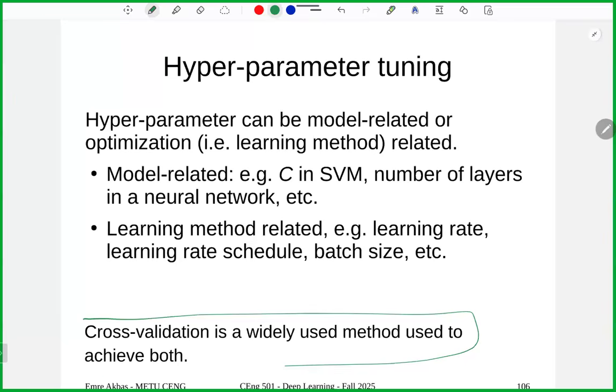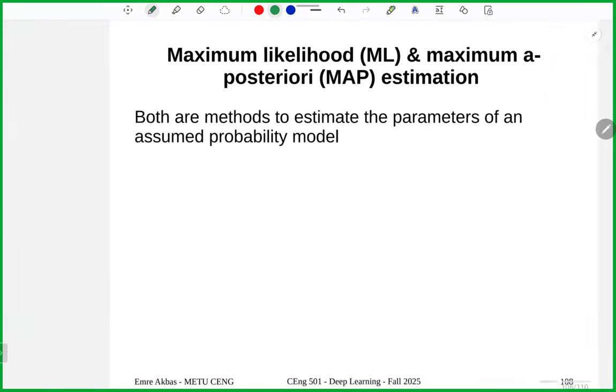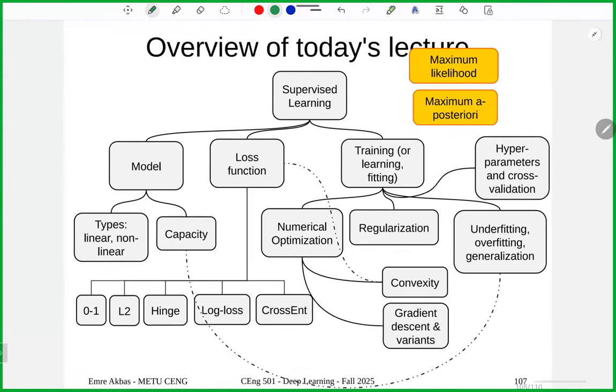Cross-validation is a widely used method to achieve both of these things because there is a separate validation set. Okay, last two topics. This was a dense lecture today, but when we do this, that will be over. So there are two estimation methods in machine learning that are widely used.